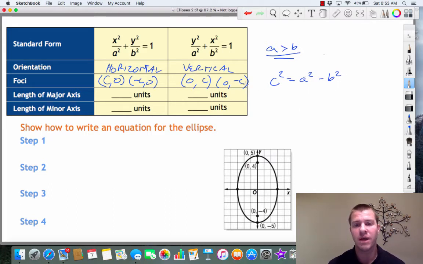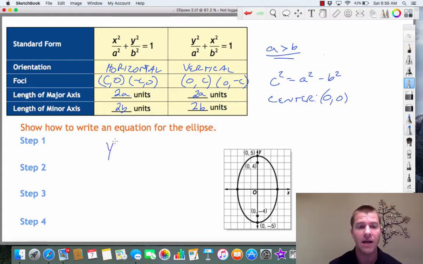So that's going to be the focus away from the center, basically, because right now the center is just 0, 0. The length of the major axis is 2 times a, and it's going to be that for both of them because the a is the larger one. This one's just going to be horizontal, where this one would be vertical. And the length of the minor axis is 2b, 2 times b, twice of whatever b is.